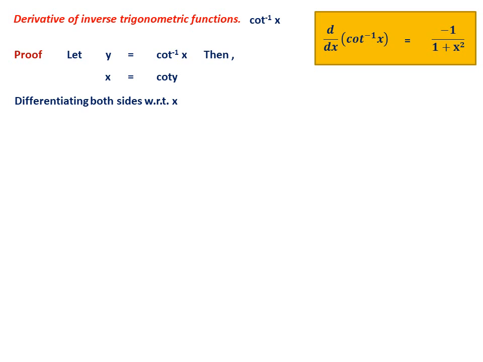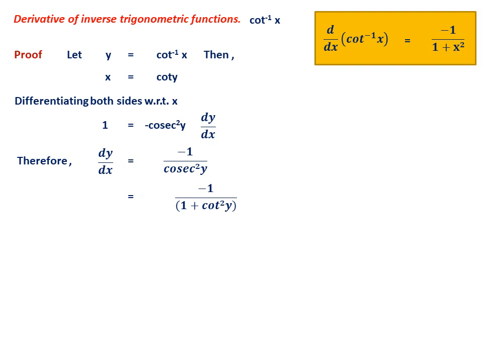As before, differentiate both sides with respect to x. Left side 1, d by dx of x is 1. Right side you get, what is the differentiation of cot y? It is minus cosecant square y into dy by dx. Therefore, dy by dx will be equal to minus 1 by cosecant square y. So here once again cosecant square y can be written as 1 plus cot square y. So then substitute cot square y equal to x square. Therefore the formula is minus 1 by 1 plus x square.